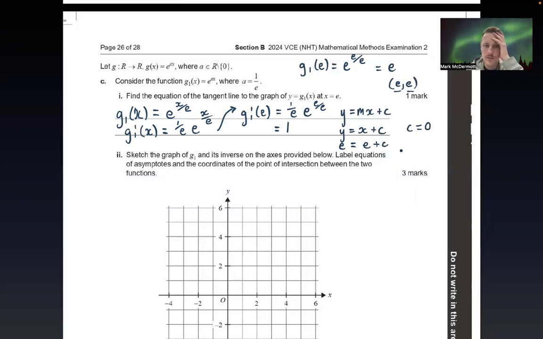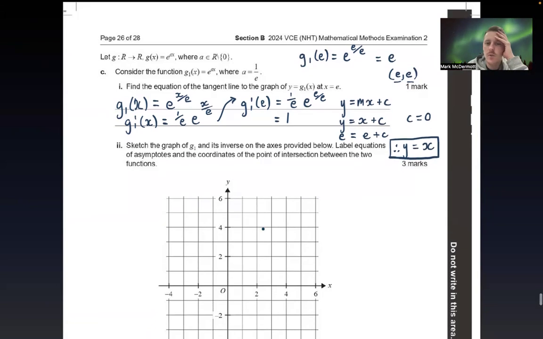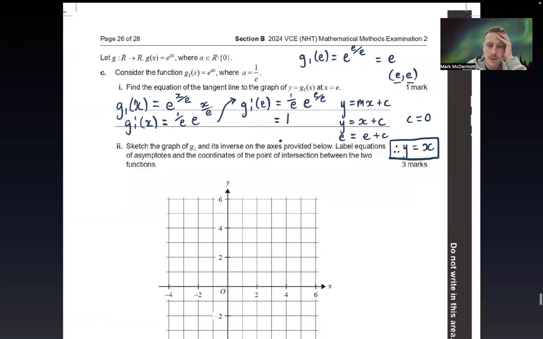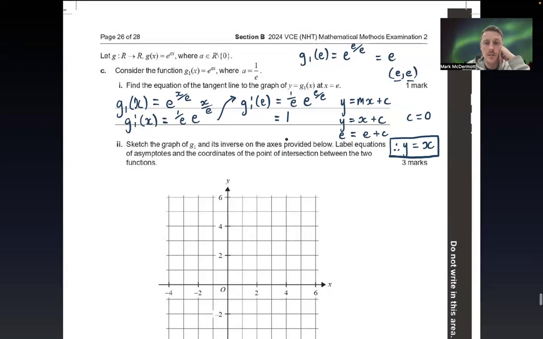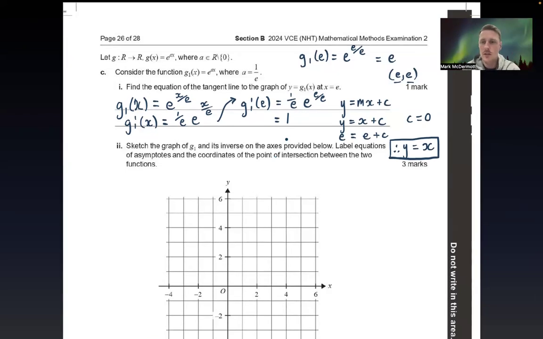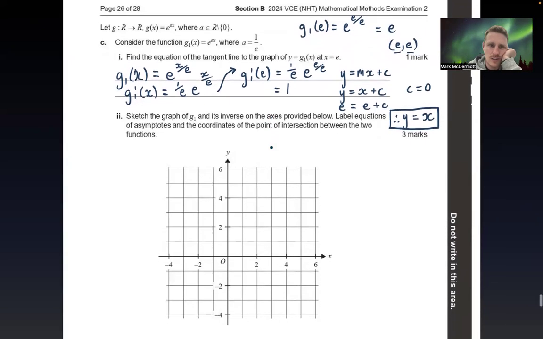Therefore, the equation is y equals x. So that's the first part. Well, it must be a quicker way because it's 1 mark, but we have to show enough working. Oh, yeah, you don't have to show enough working, but in order to get the right answer, you have to go through that working. So y equals x is the answer, I think.